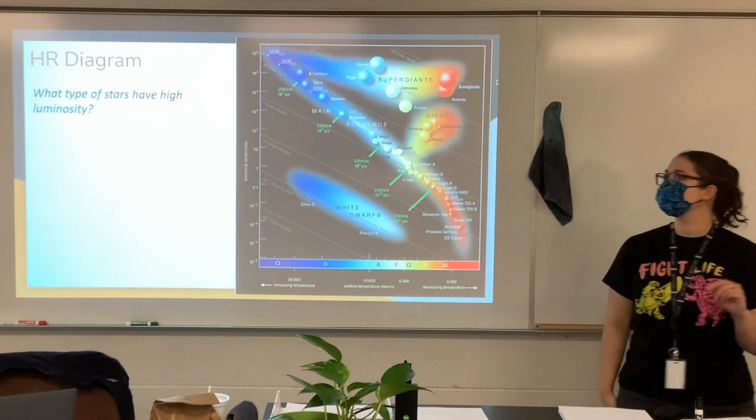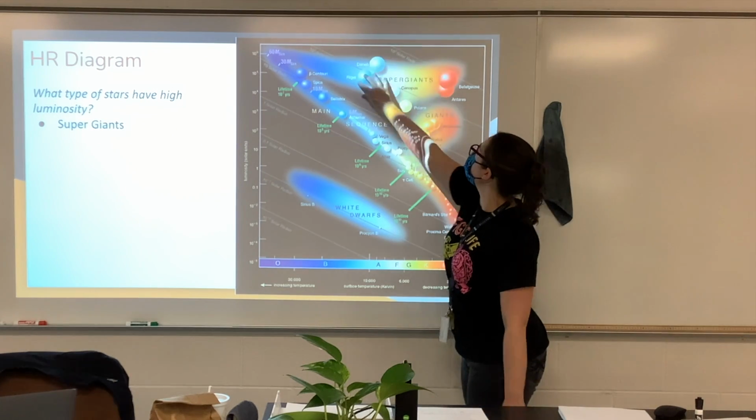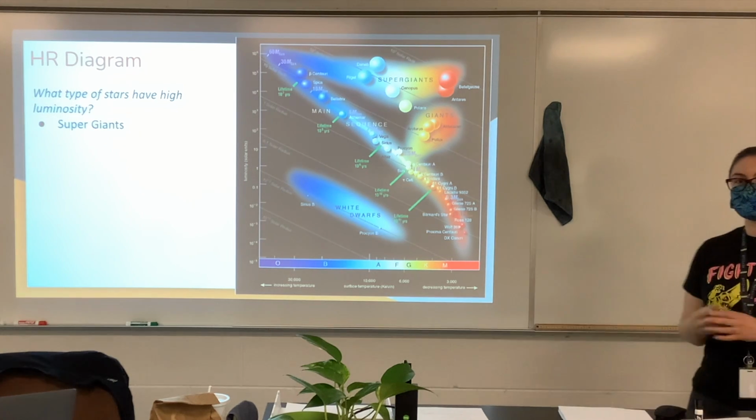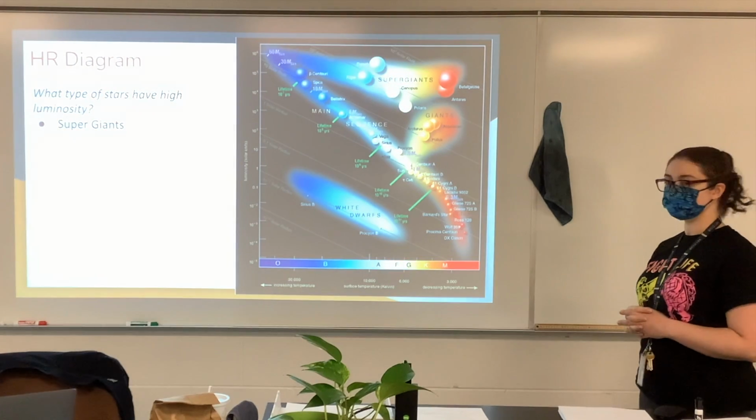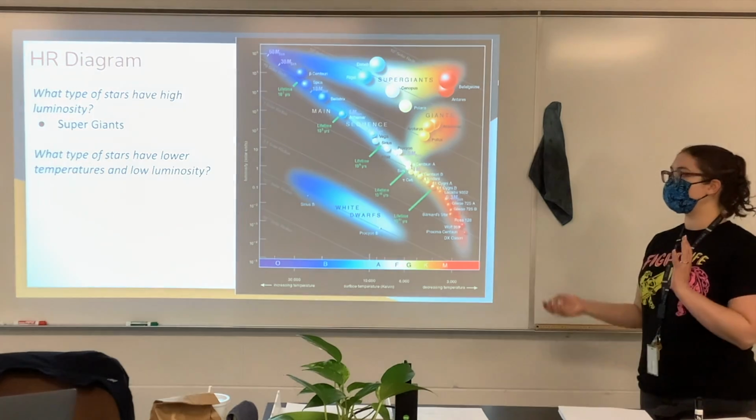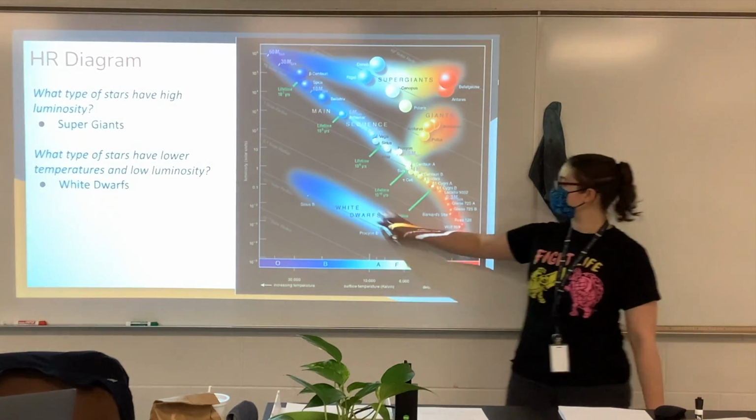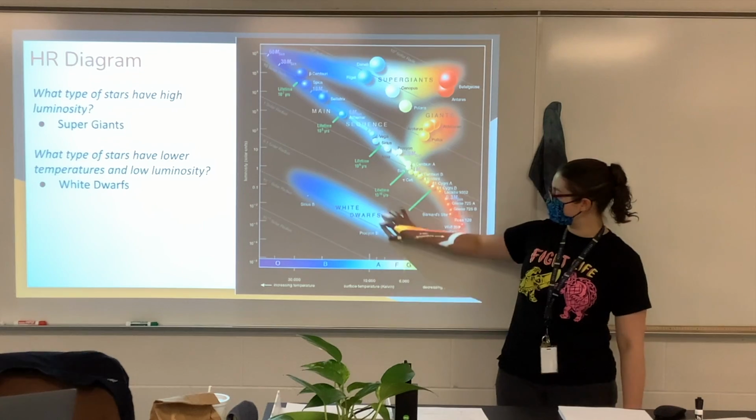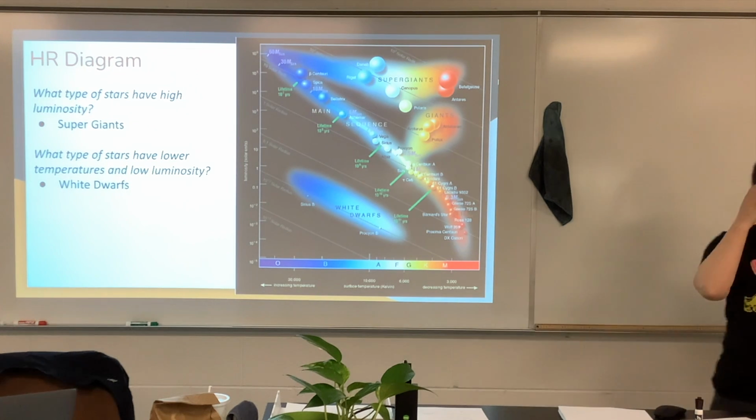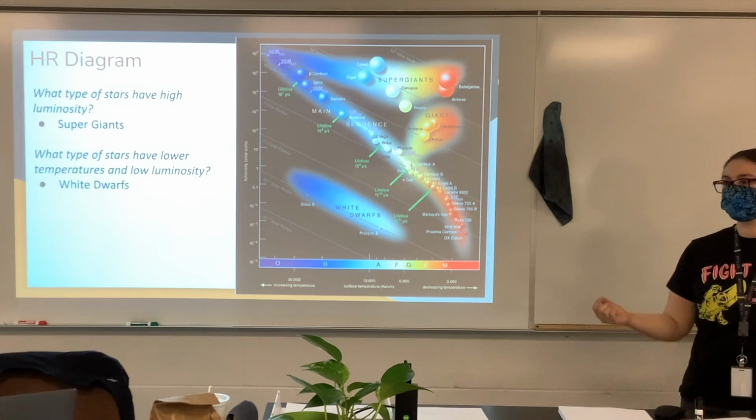So first off, we have stars that have high luminosity. That's these guys way up here, and those are our supergiant stars. Supergiant stars are some of the most luminous stars in the universe. We also have stars that have low temperature and low luminosity. This patch of stars down here in this part of the diagram, those are our white dwarfs. They've got lower temperatures and much, much lower luminosities. So they are quite dim compared to a supergiant star.